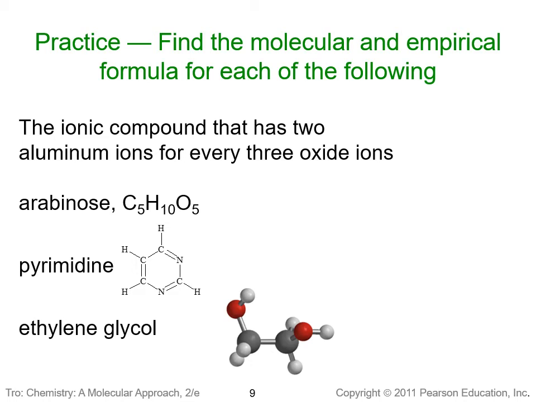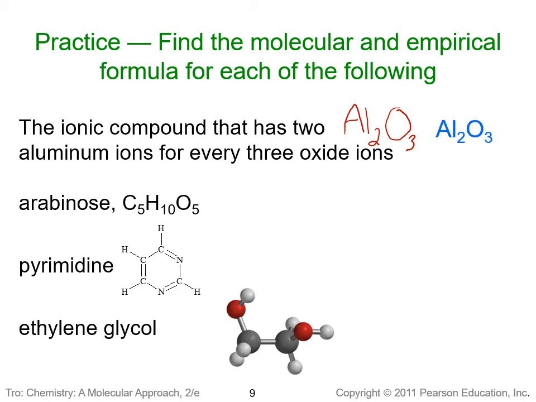For an ionic compound that has 2 aluminum ions for every 3 oxide ions, we're going to write the empirical formula because this is a metal and nonmetal, and so this would be an ionic compound. We would write the symbol for aluminum, and then a subscript telling us how many aluminum ions there are. So in this case, 2. We're going to write the symbol for oxygen and include a subscript for the number of oxygen ions.